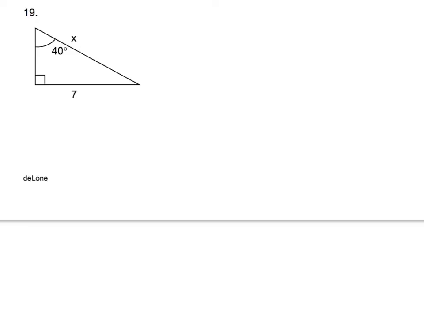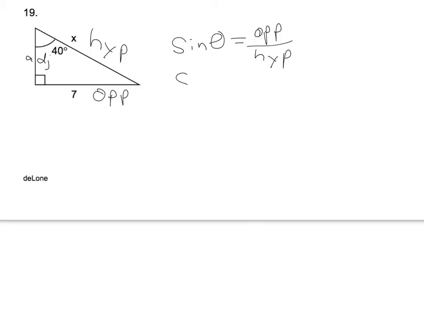Moving on to the next problem, I'm once again going to identify my sides here. So x here is my hypotenuse. 7 is going to be my opposite side, again because the angle is looking at that side. And this other side here is going to be my adjacent side. So in this case, I know my opposite side. I'm looking for my hypotenuse. Opposite hypotenuse, that's going to be sine. So I'm going to start with sine of theta is equal to the opposite side over the hypotenuse. So I'm going to say sine of 40 is equal to 7 over x.